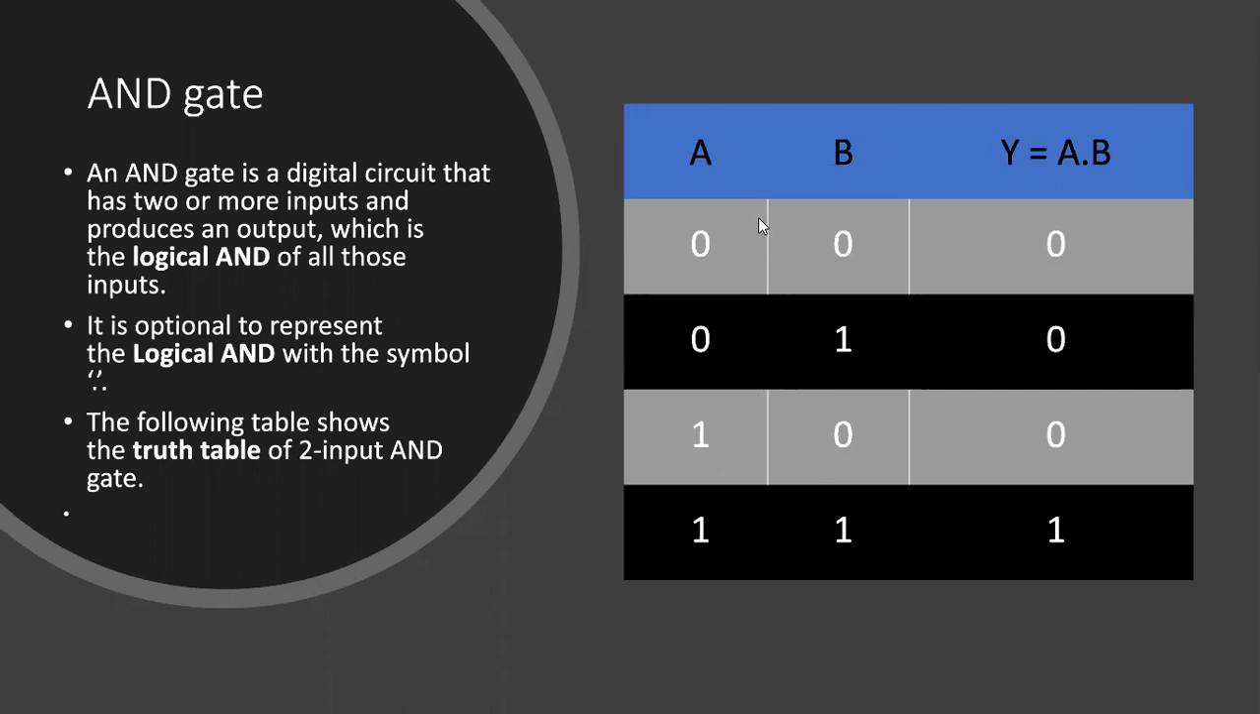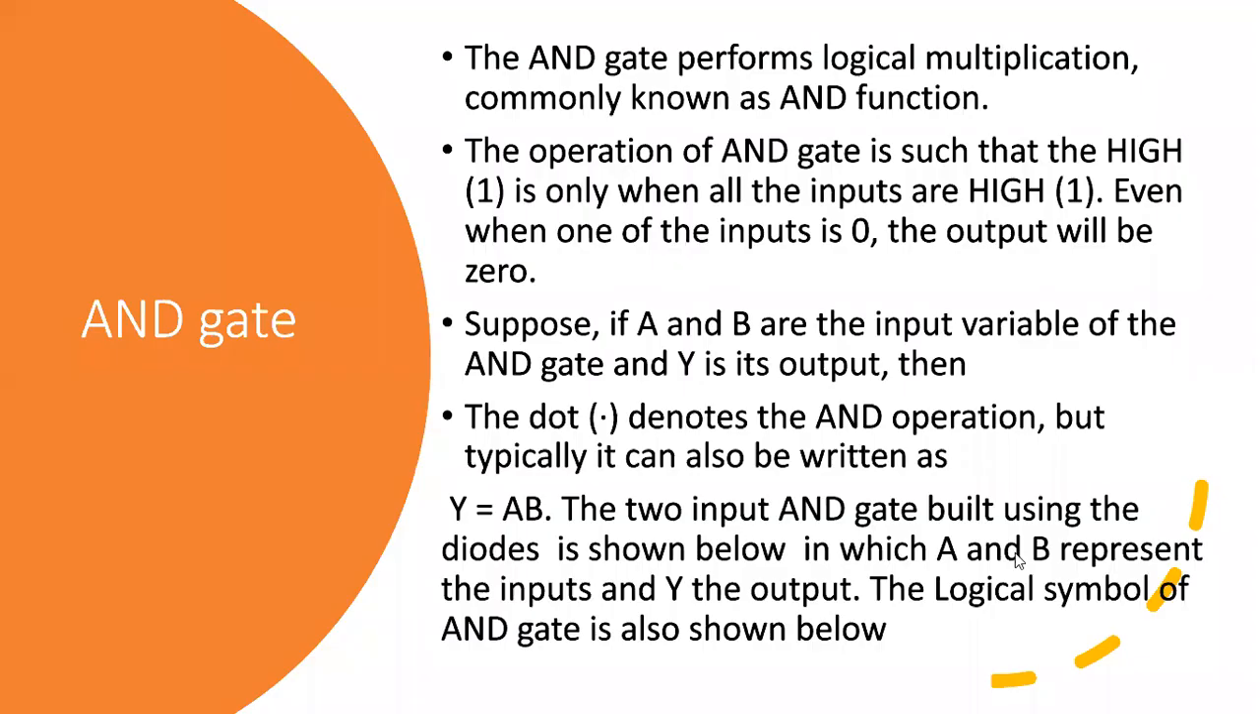Here I'm giving 0 0, so no input is high, that's why the output is zero. Here I'm giving 0 1, so only one input is high, all the inputs are not high, so that's why the output is 0. Same for 1 0. Here 1 1 is given, all the inputs are high, hence the output becomes high.